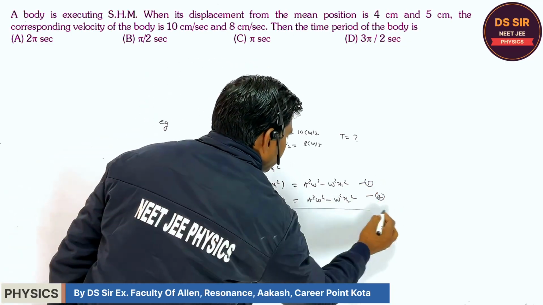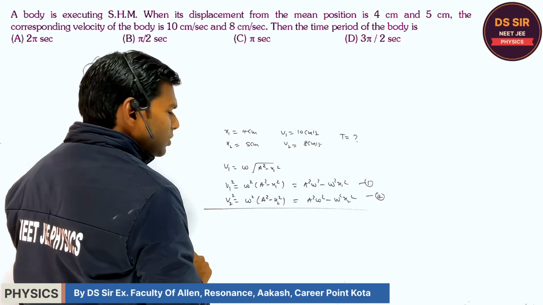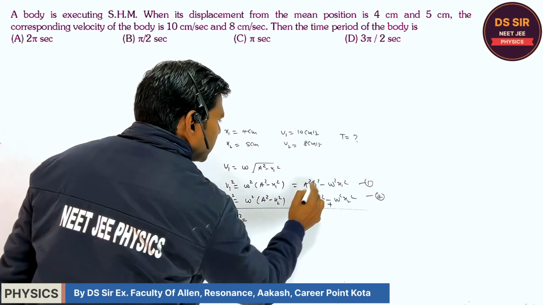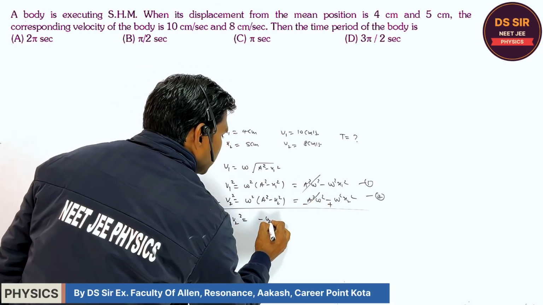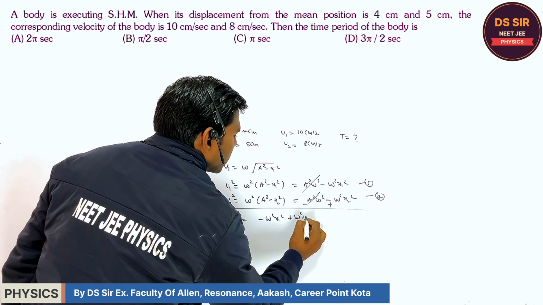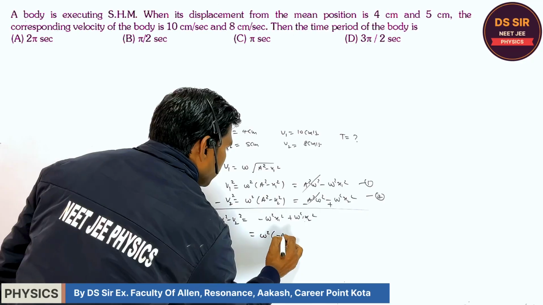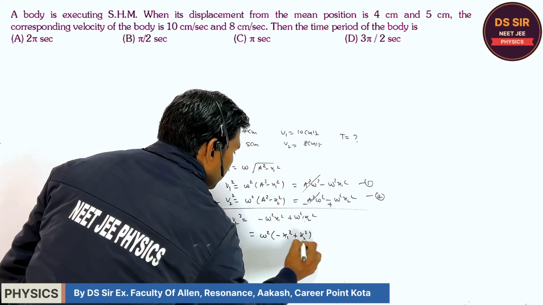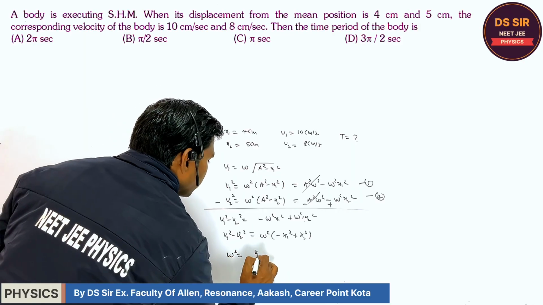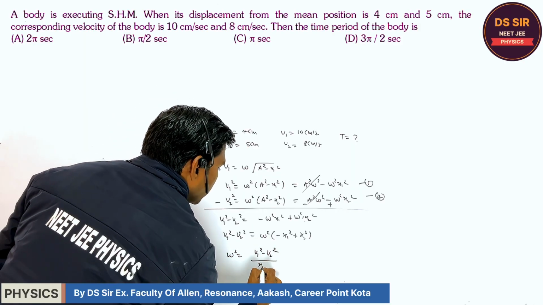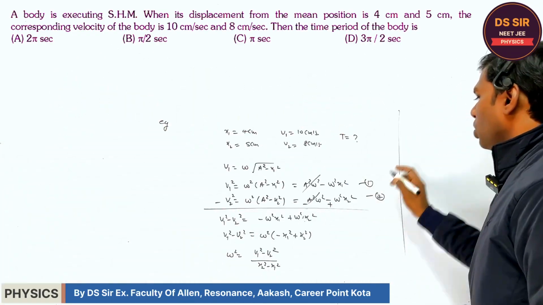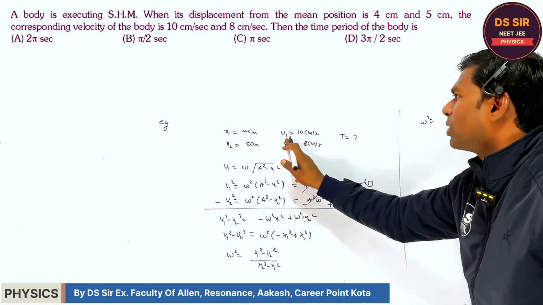Fine. Subtract them, because a will cancel out. V1 square minus V2 square, it will cancel out, it is minus omega square x1 square plus omega square x2 square. Fine. Take the omega square common. Are you getting it? V1 square minus V2 square. So the omega square is V1 square minus V2 square upon x2 square minus x1 square.